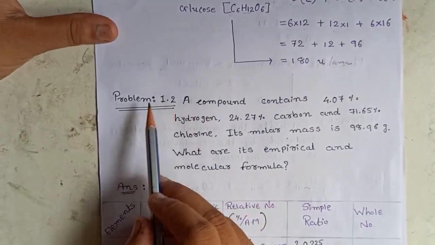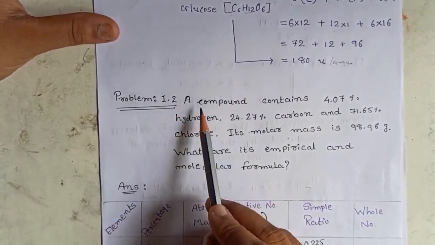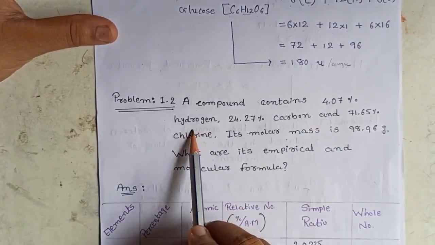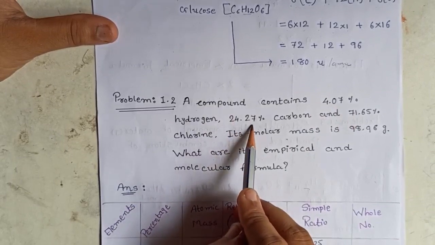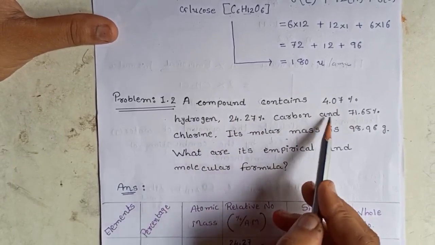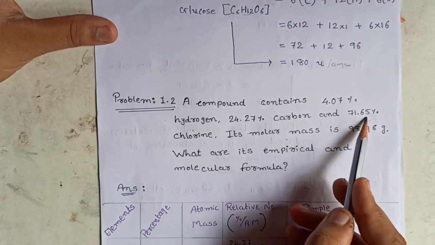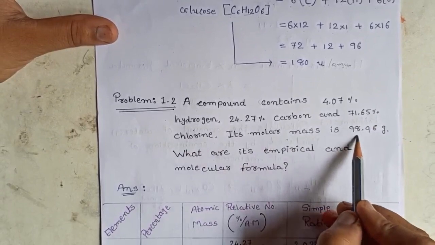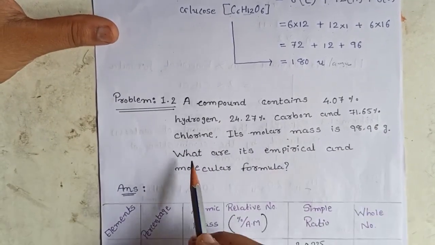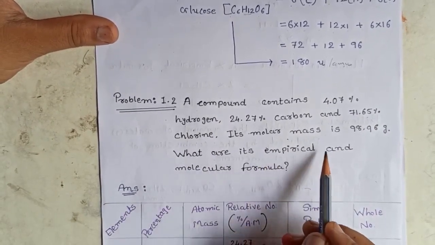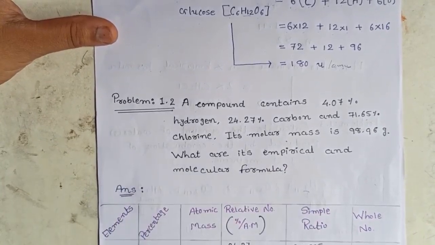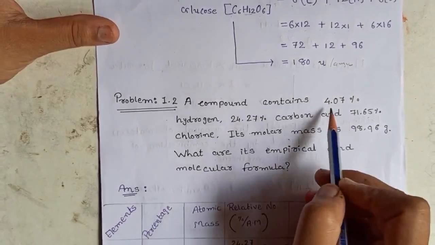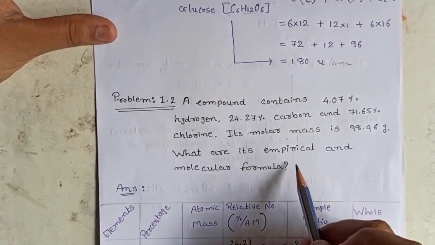Now, problem number 1.2. A compound contains 4.07% hydrogen, 24.27% carbon, and 71.65% chlorine. Its molar mass is 98.96 gram. What are its empirical formula and molecular formula, right? Here we have some percentage by mass of some elements, right?